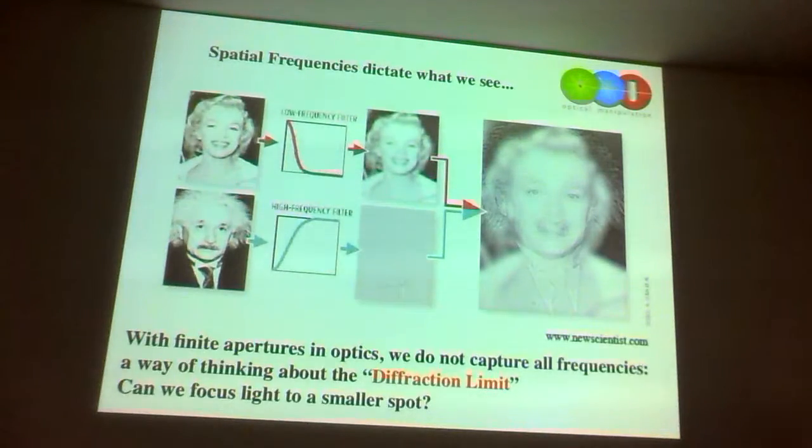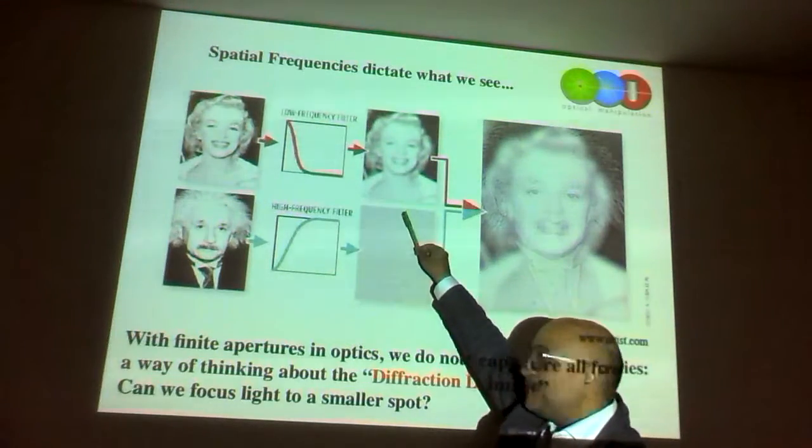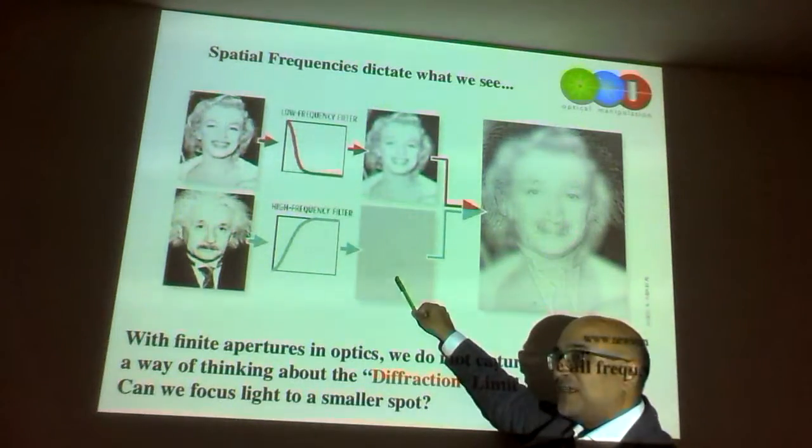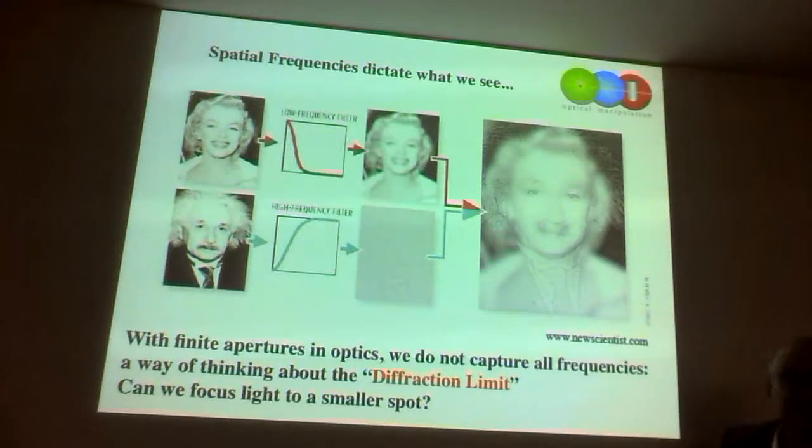So this website here, New Scientist, tells us that frequencies dictate what we see. So what you see with your eyes, it's an illusion. It's dictated by the numerical aperture and wavelength and so forth. So here what somebody did was they put a low frequency filter on Marilyn Monroe, a high frequency filter like the penguins on Albert Einstein, and added them together. All right? So have a go there.